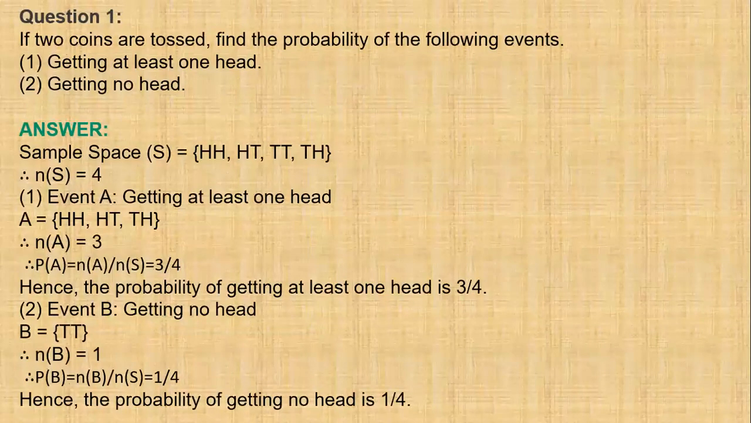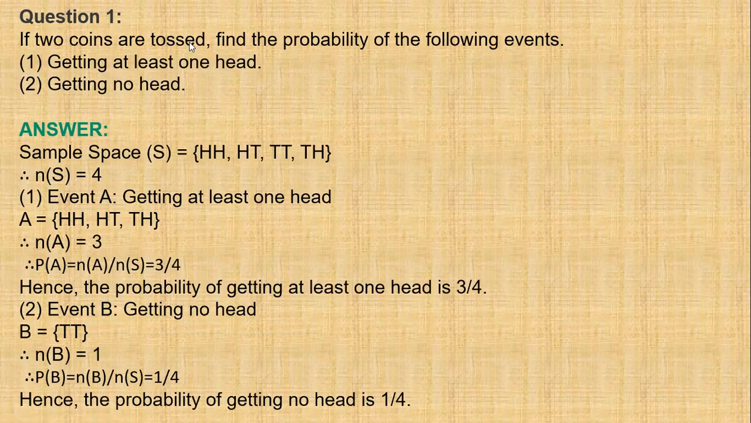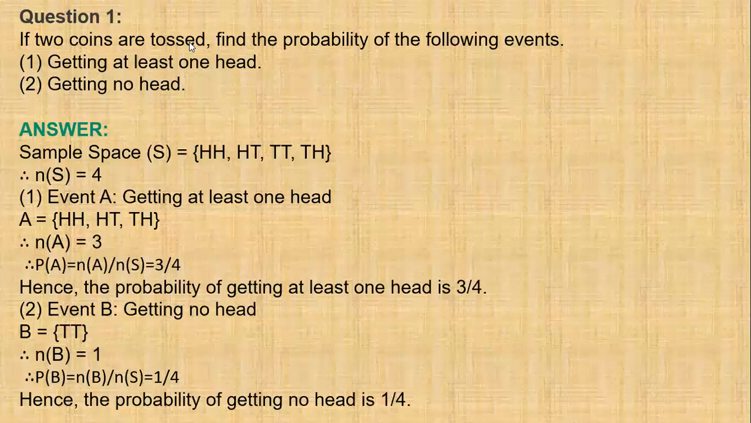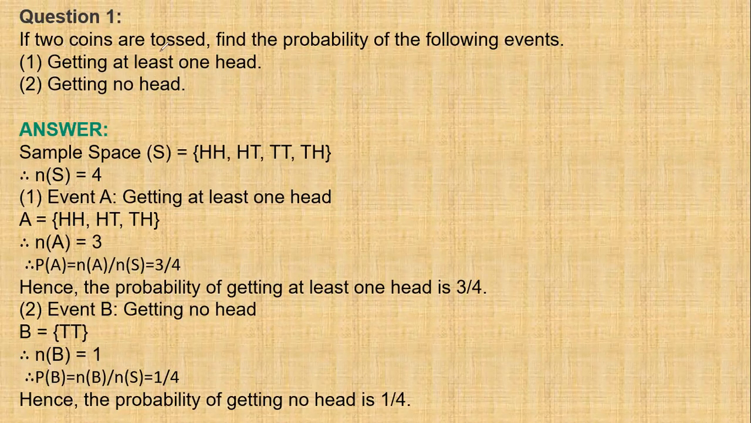What is the first one? It is written here. If two coins are tossed, we know what the sample space is. So first you have to write down the sample space, that is HH, HT, TH, TT. So the number of the sample space is 4. Event A, getting at least one head. Which are the at least one head? HH, HT and TH. Like that you get 3.